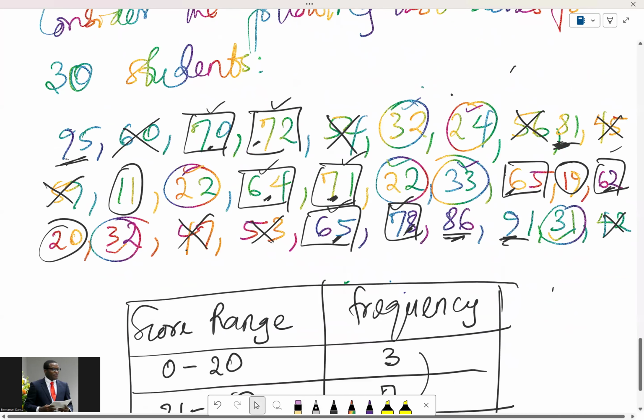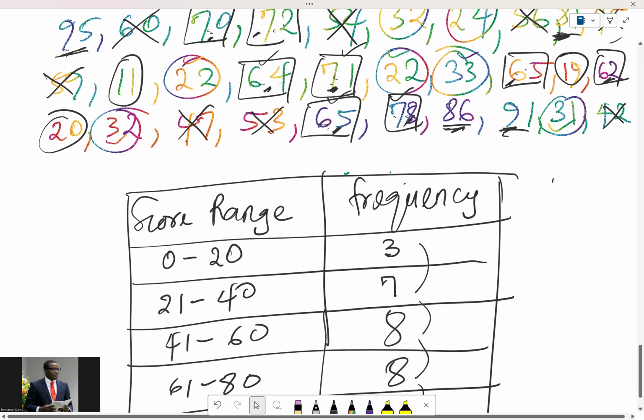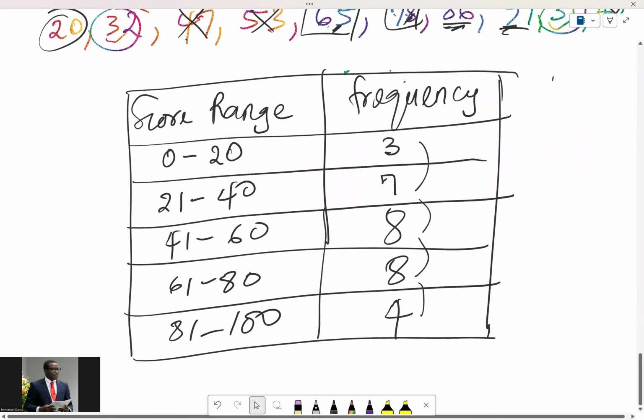So let's check that again. I actually have 8 boxes. 1, 2, 3, 4, 5, 6, 7. 1, 2, 3, 4, 5, 6, 7, 8. So that's 61 to 80. Good. So now I think we are good. 3 plus 7 is 10. 10 plus 8 is 18. 18 plus 8 is 26. 26 plus 4 is 30. So now we are fine.